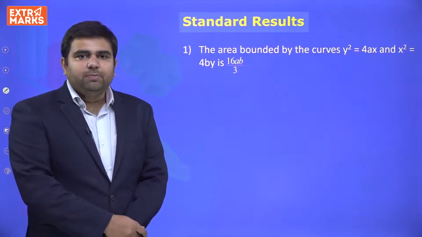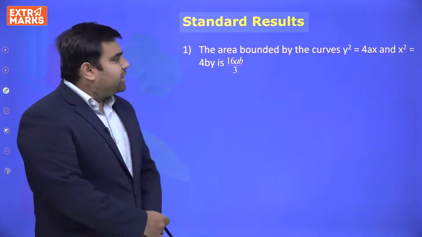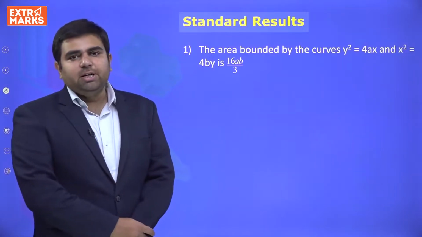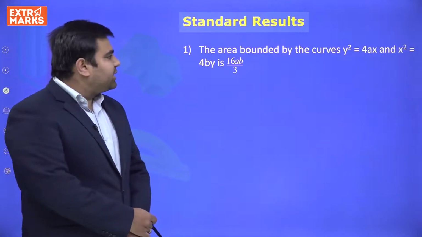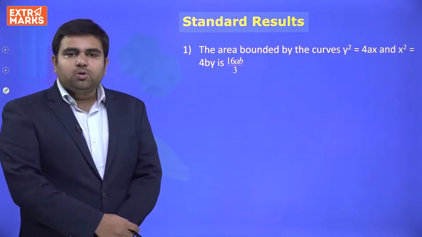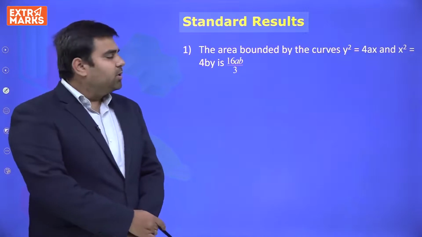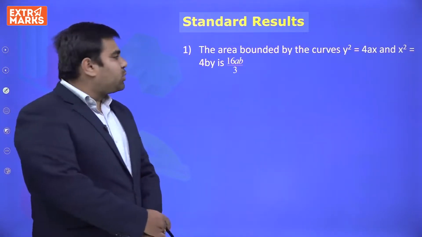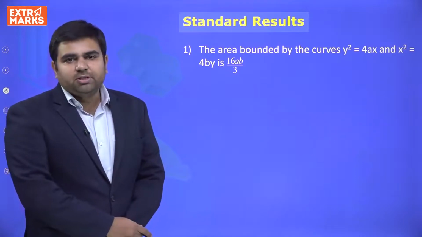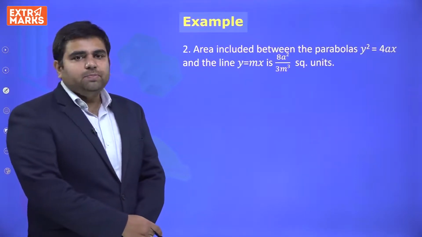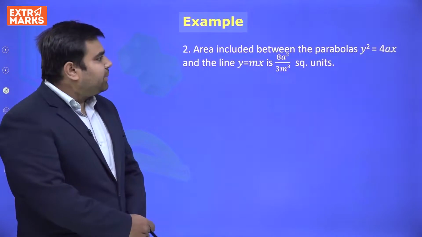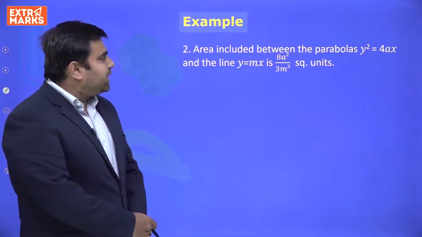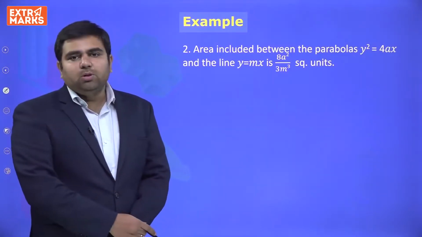So let's move ahead. Now I would be explaining some standard results. What is the area bounded by y square equal to 4ax and x square equal to 4by? So directly note down this standard result. The area bounded by the curves y square equal to 4ax and x square equal to 4by is 16ab upon 3.